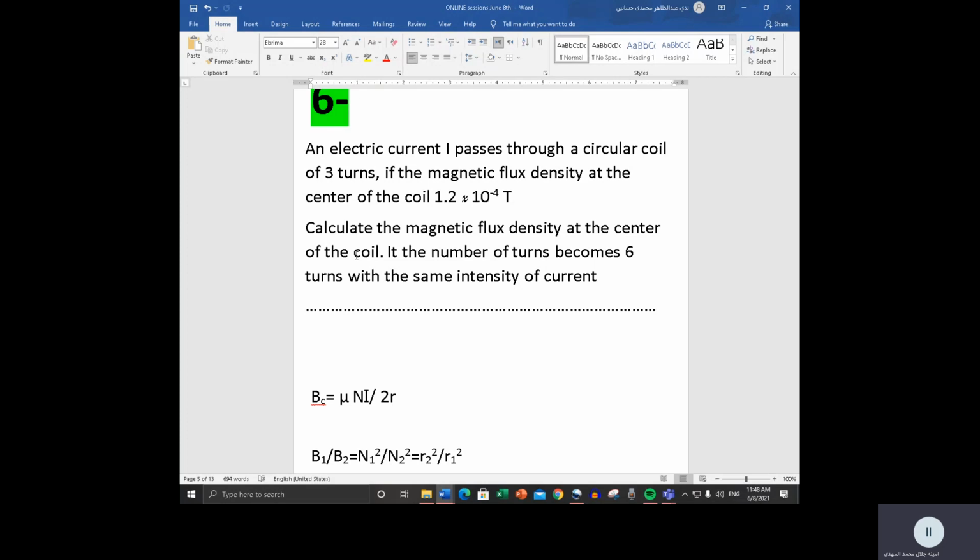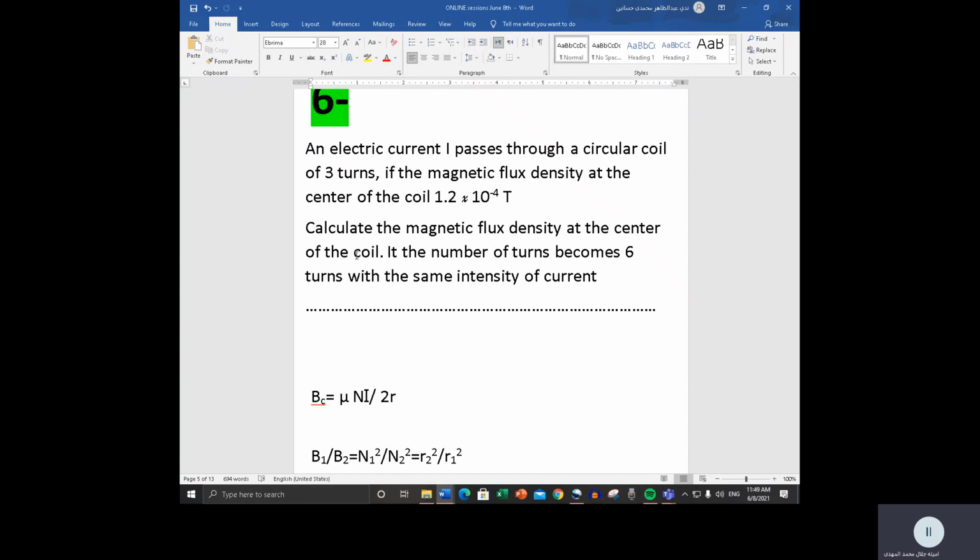It changes as well. Now, because of this, he wants the magnetic flux density at the center of the coil. In what case? If the number of turns becomes 6. So the number of turns was 3 in the first case, or initially, in the beginning. Now, when the number of turns changed from 3 into 6, what happens? The magnetic flux density changes as well. What does he want? He wants us to calculate the magnetic flux density at the center of the coil in the second case. It means he wants the magnetic flux density when the number of turns becomes 6 turns. All right, that's what's needed.